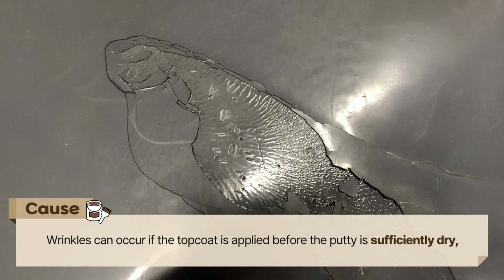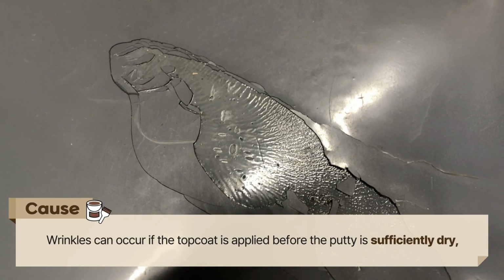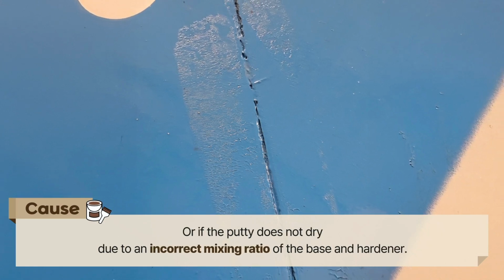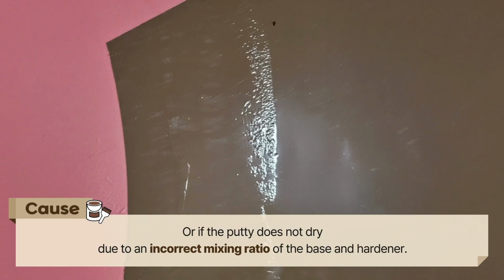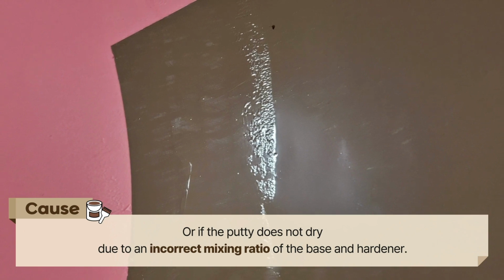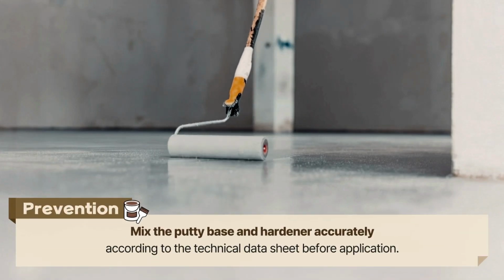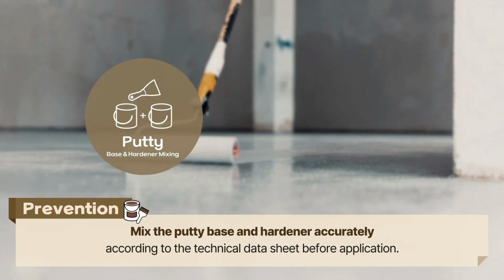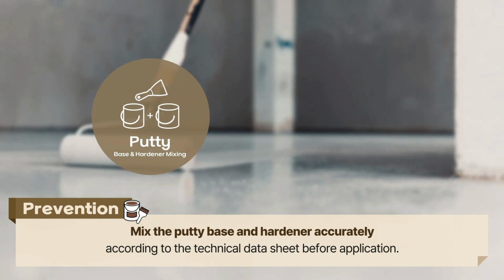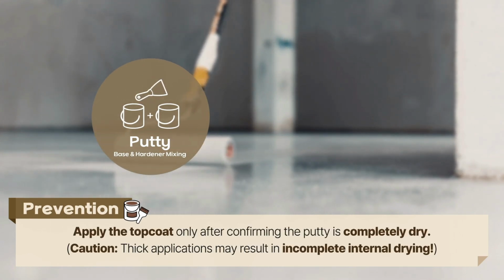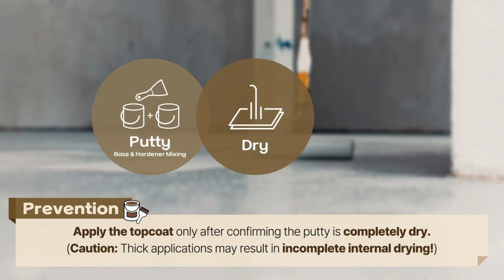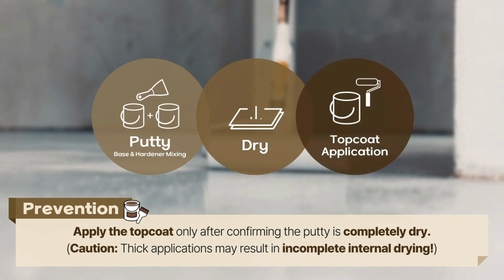Wrinkles can occur if the top coat is applied before the putty is fully dry, or if the putty doesn't dry due to an incorrect mixing ratio of the base and hardener. Mix the putty base and hardener accurately according to the technical data sheet before application. Apply the top coat only after confirming the putty is completely dry.